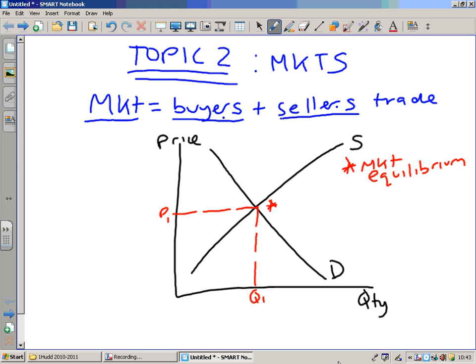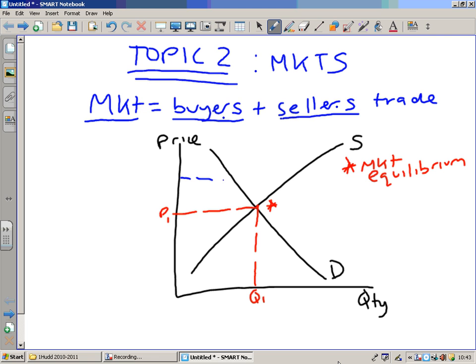So when we have P1 in the market, the number of goods and services people are willing and able to buy is equal to the number of goods and services businesses are willing and able to supply. What this means is that we have no excess demand or no excess supply.